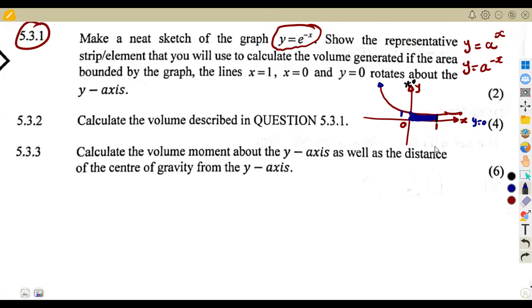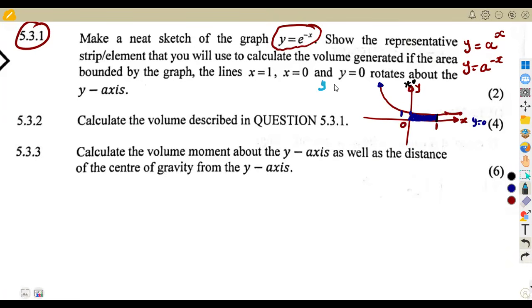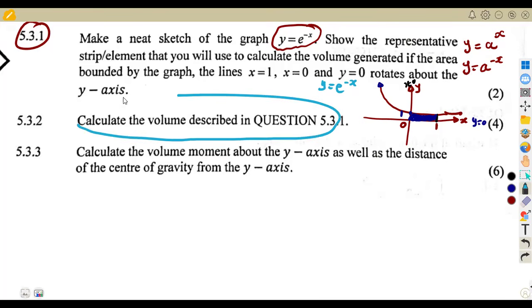So the representative strip is of your choice. They are saying that the volume you're going to talk about is of the area that is going to rotate about the y-axis. This one is for the rotation, for the volume. When you are calculating the volume, yes, you are calculating it with respect to y.